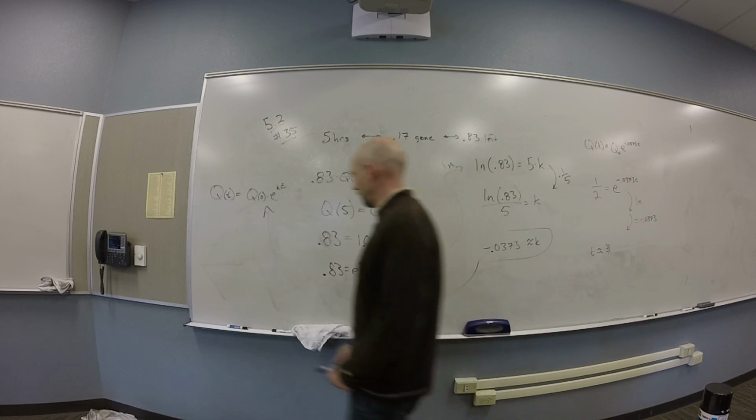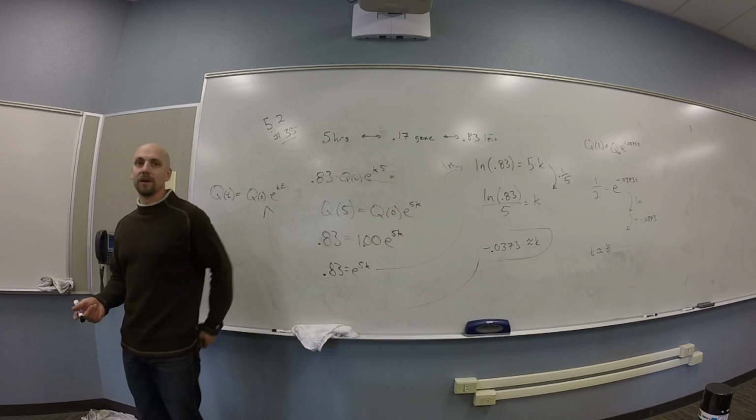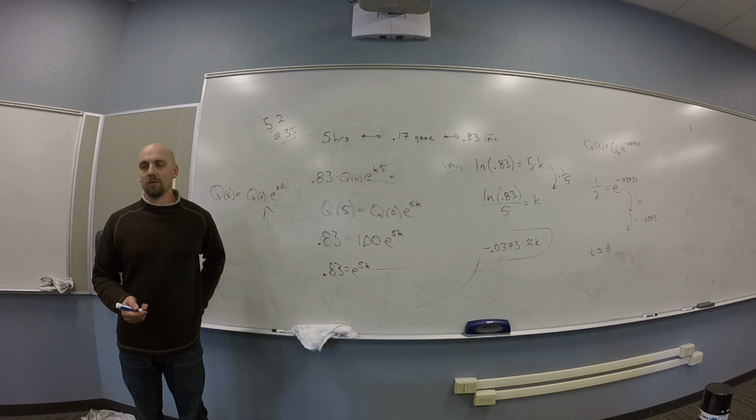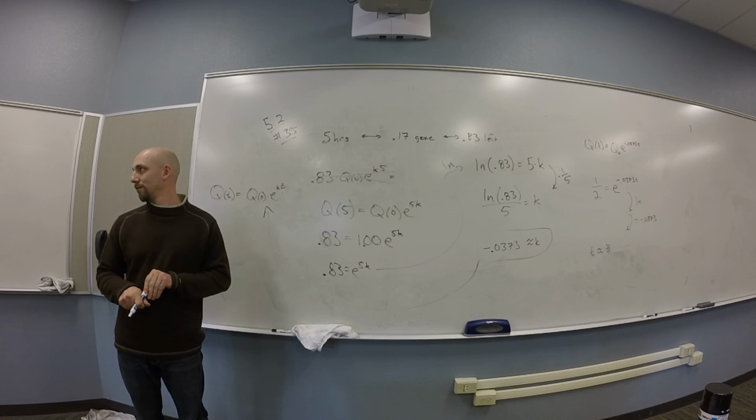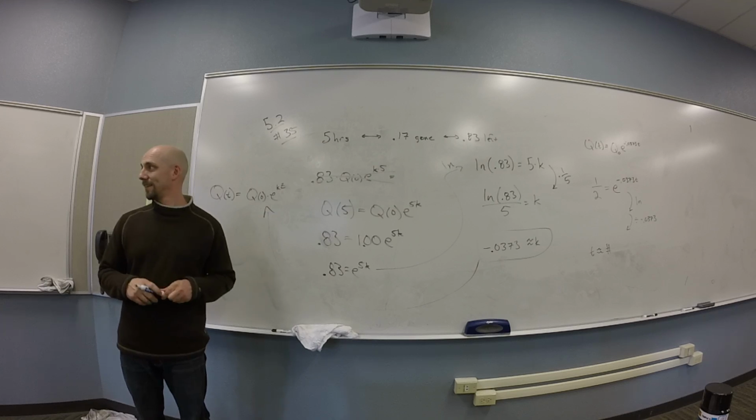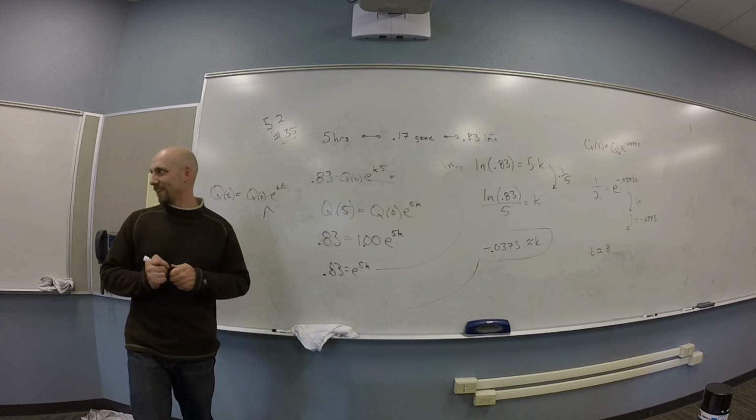Anybody do this a different way? There is another way available. No? That's not what I got. What did they get? 18.6. What did you get? Negative 13.4. You did not get negative anything. Put it in your calculator wrong?